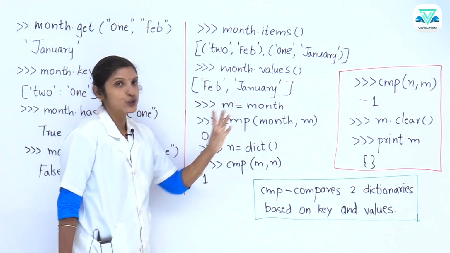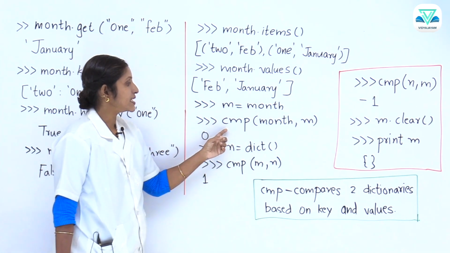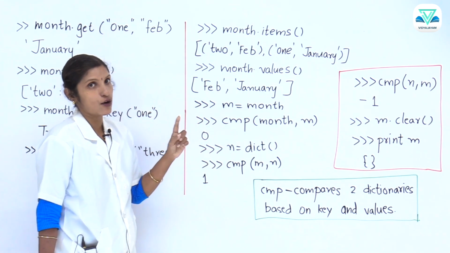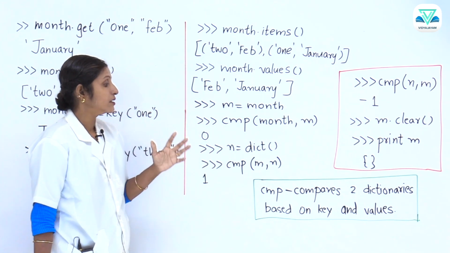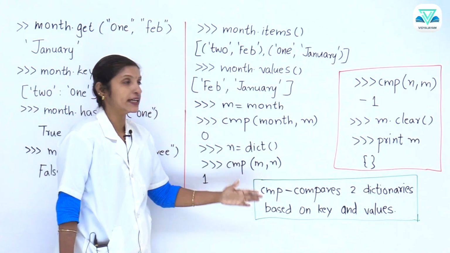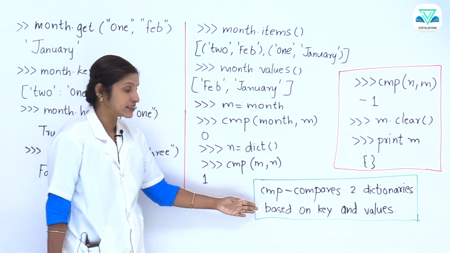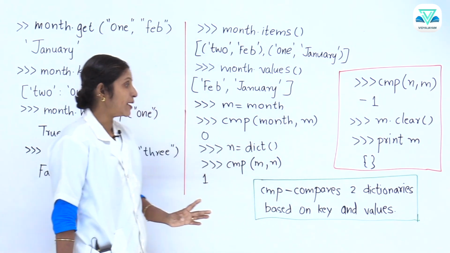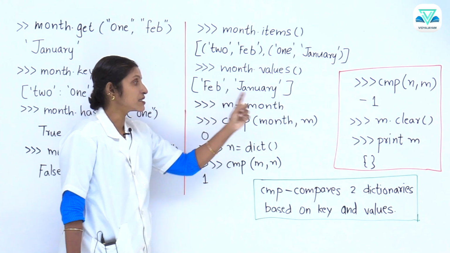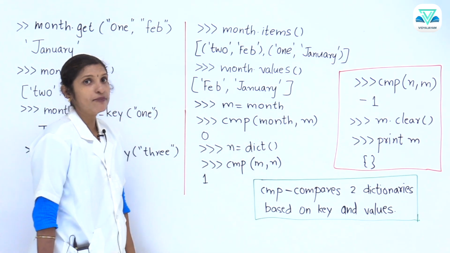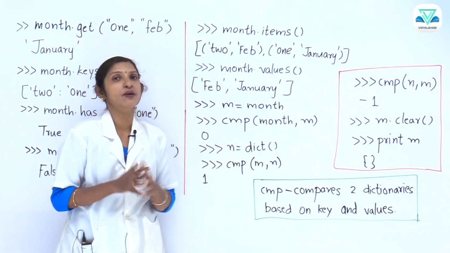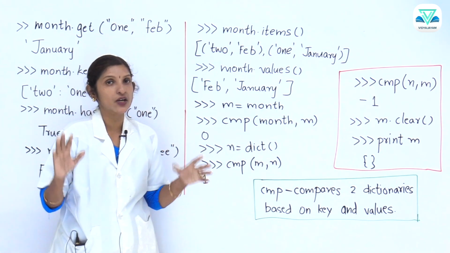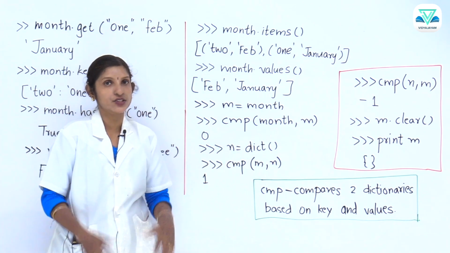Now M equal to month, then cmp, that is a function called a comparison operator. It will compare the two dictionaries based on the keys as well as values. We have written it down: cmp(month, M). What will happen is that this M is compared to month. Remember, these two are two different memory locations, so it will not display the same, because two memories means two different locations.